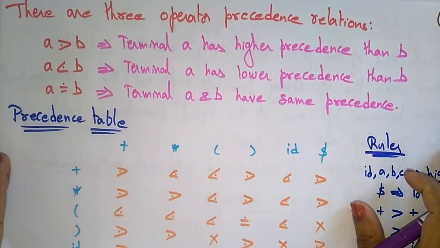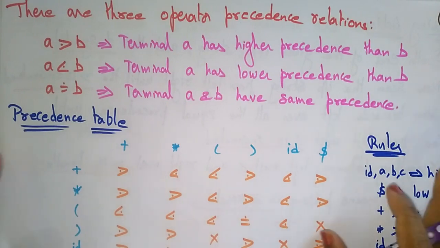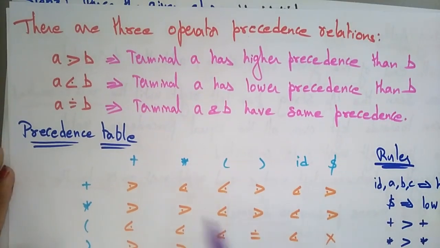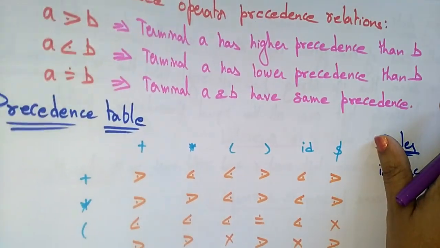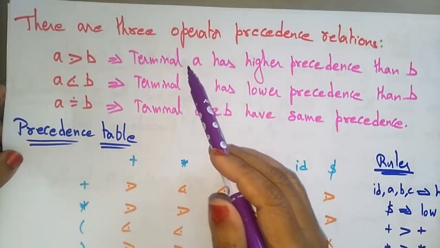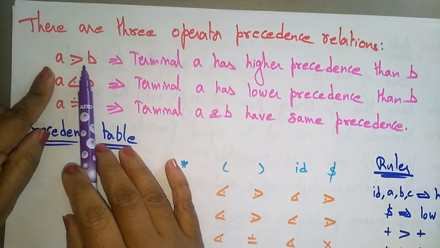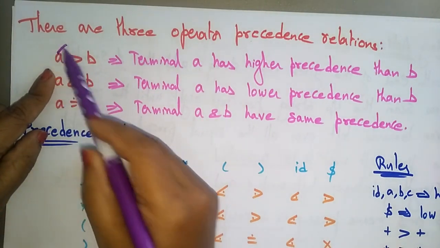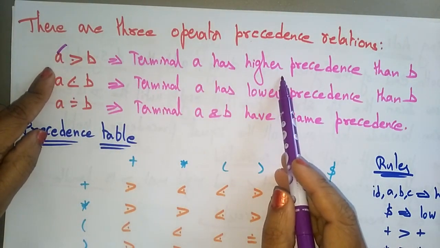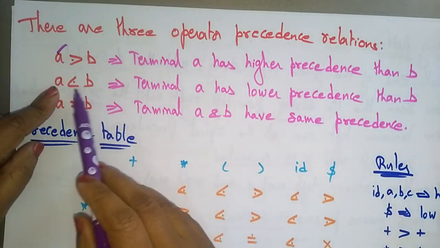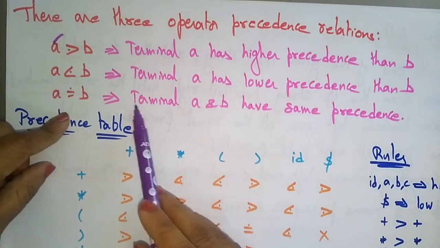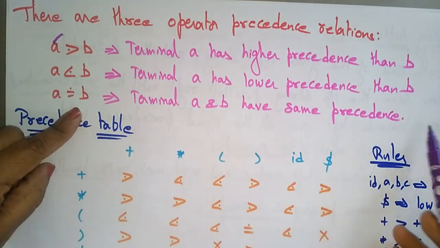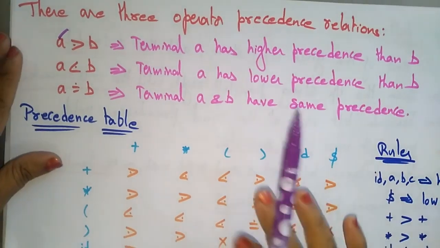So here there are the greater, less and equal relations. Let's see what those are. There are three operator precedence relations that have to be followed. A greater than B means the terminal A has higher precedence than B. A less than B means terminal A has lower precedence than B. And A equal to B means terminals A and B have the same precedence. Okay, so this is the condition.